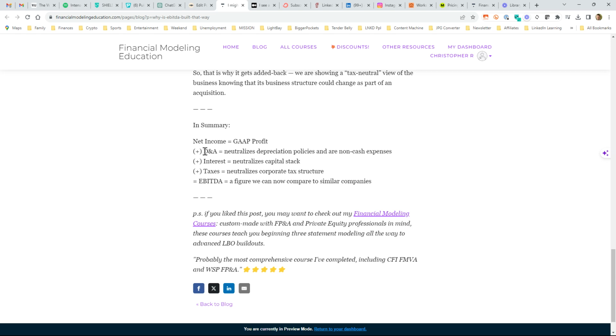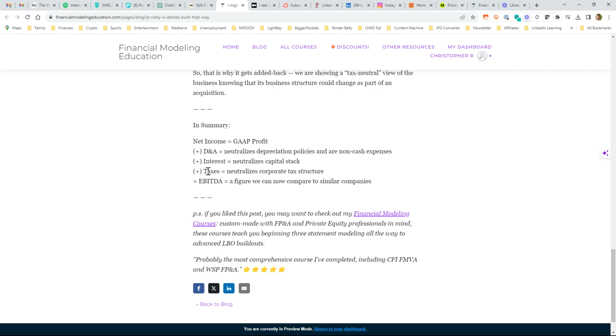And so the first thing we're going to add back is the depreciation and the amortization. One is because they're non-cash, but two is really because it neutralizes the depreciation policies or the accounting policies of the company. They could use accelerated depreciation or straight line, and so as we strip those out, we neutralize that accounting policy. And then for interest, some companies may not have any debt at all. And so what you're trying to do is strip out the impact of having debt and get rid of the interest expense, because a company may be acquired with all equity. So you're bringing it back to an all equity or a debt neutral structure.